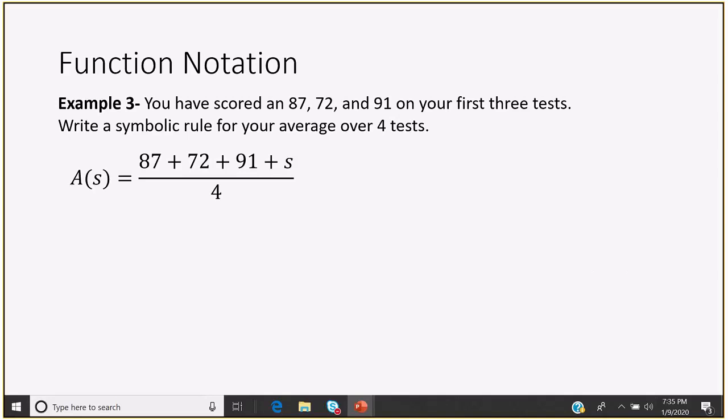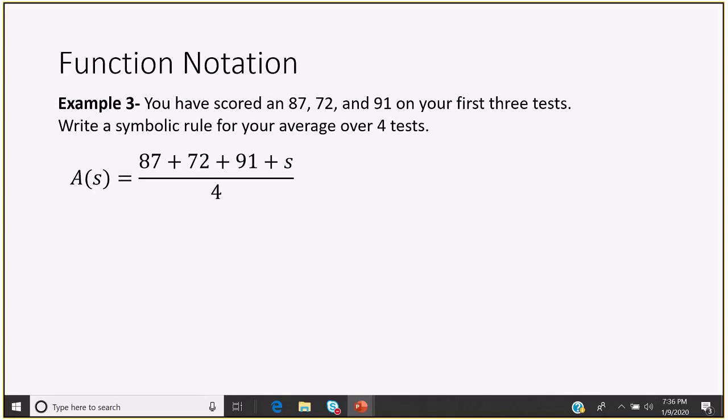And so this example says, let's say you have your first 3 scores on your test, 87, 72, and 91. And you want to write a symbolic rule for your average over 4 tests. So even if you didn't know function notation, you would probably say, okay, average, I add up my numbers, and since I have 4 of them, I divide by 4.